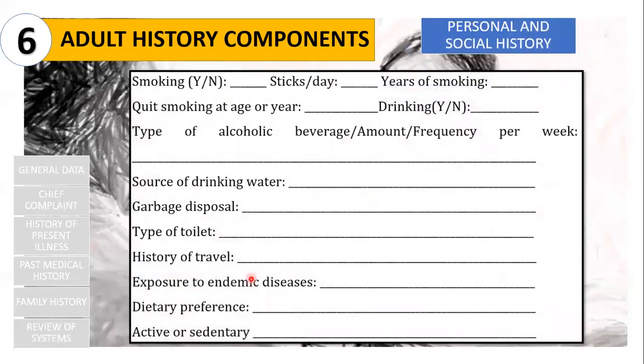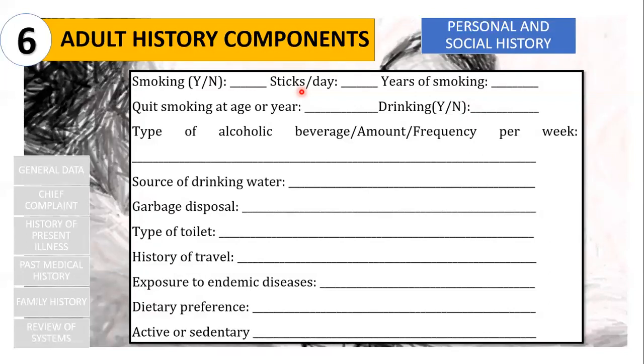As for the personal and social history, we ask the risk factors that are predisposing the patient to having the disease. And two most important risk factors are smoking and alcohol drinking. For smoking, we ask for how many sticks per day the patient smokes and the years they have been smoking. With that, we can compute for the pack years.